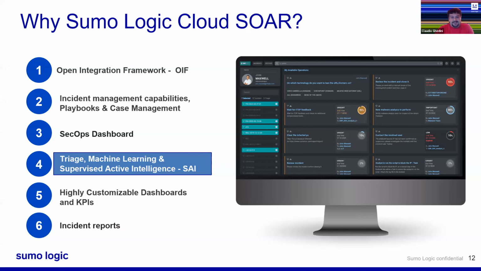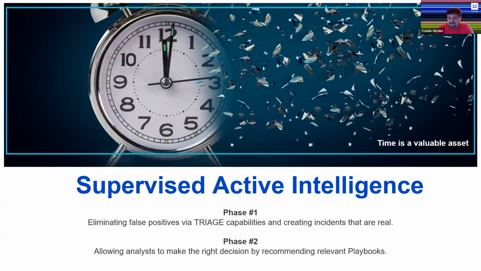The fourth point is the triage machine learning supervised active intelligence. We have the idea that time is a very important asset, so we want to help the analyst to use his time better. So with the supervised active intelligence, we have divided it in two phases. Phase one is, as Enrico mentioned before, through the triage capability of the platform, eliminate the false positives and create incidents only for the real threats. And phase two is allowing the analyst to make the right decision by recommending the most relevant playbook that can be used to analyze this specific threat.